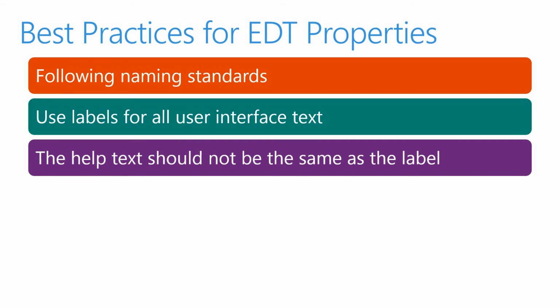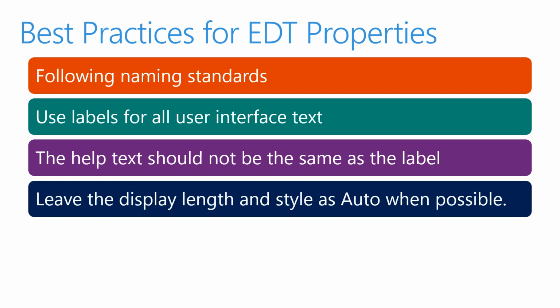Also, the help text property should not be the same as the label. The purpose of the help text is to inform the user, so you'll want to make it meaningful. Next, you'll leave the display length and style as auto whenever possible. This helps with the front-end formatting of your extended data types.